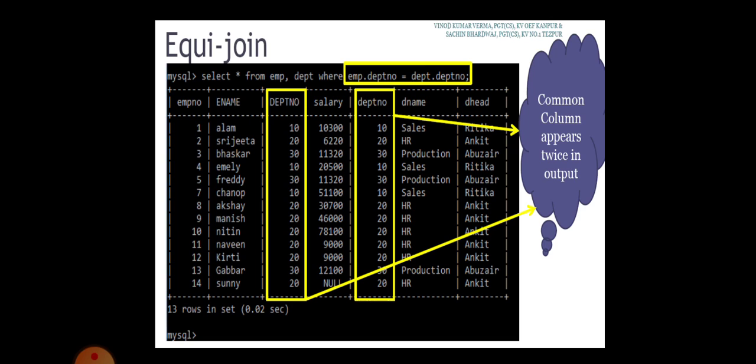So if we are giving a query using EQ join, for that we need to give the comparison for the common column, that is select star from EMP, DEPT, where EMP dot DEPT-NO is equal to DEPT dot DEPT-NO. This is the equality we are checking with the common columns available in both of the tables. As we said earlier, if we give select star, the department number will be displayed twice. The common column appears twice in the output. Why? Because we had given only star, select all from the table.